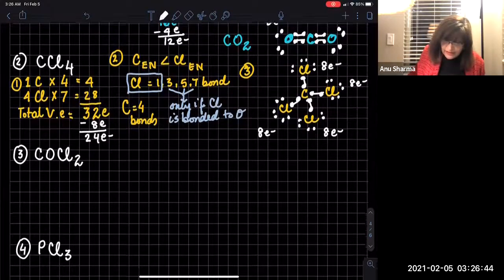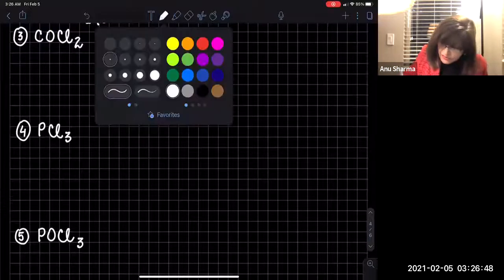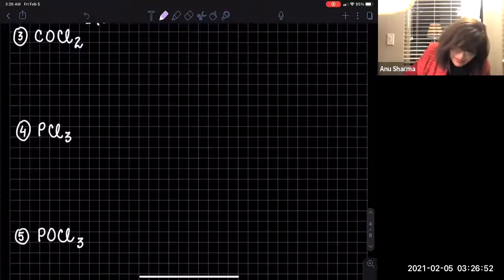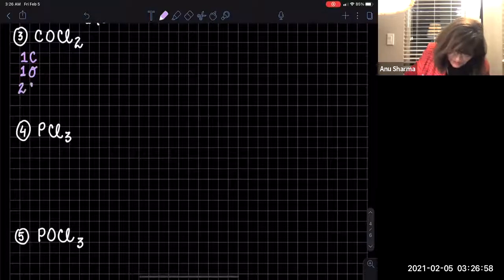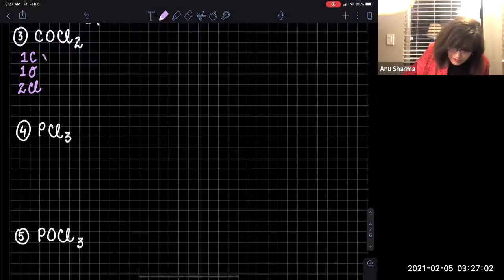Now let's look at COCl2. Here we see that there is one carbon, there is one oxygen, and there are 2 chlorines. Now one carbon is giving 4 electrons, one oxygen is giving 6 electrons, and 2 chlorines, each is bringing 7 electrons. So what do you get here?